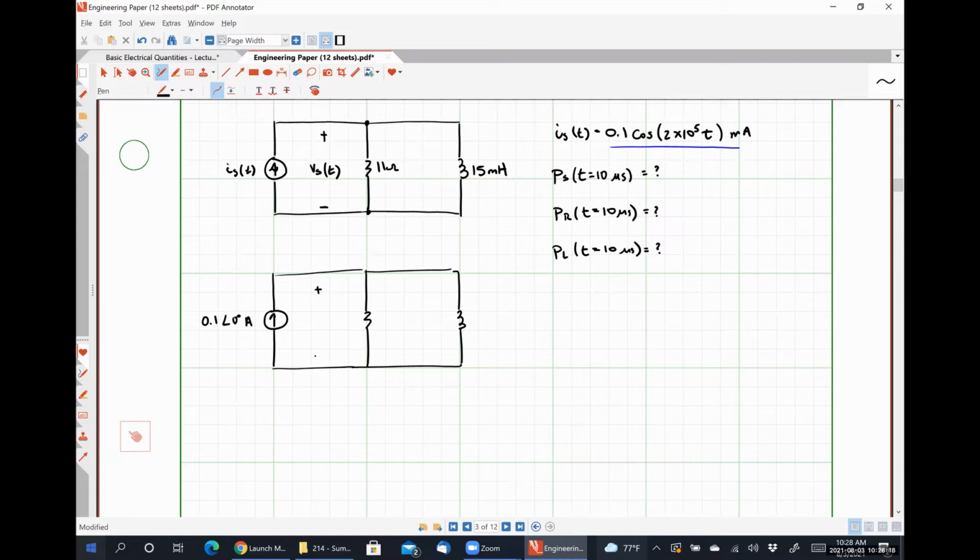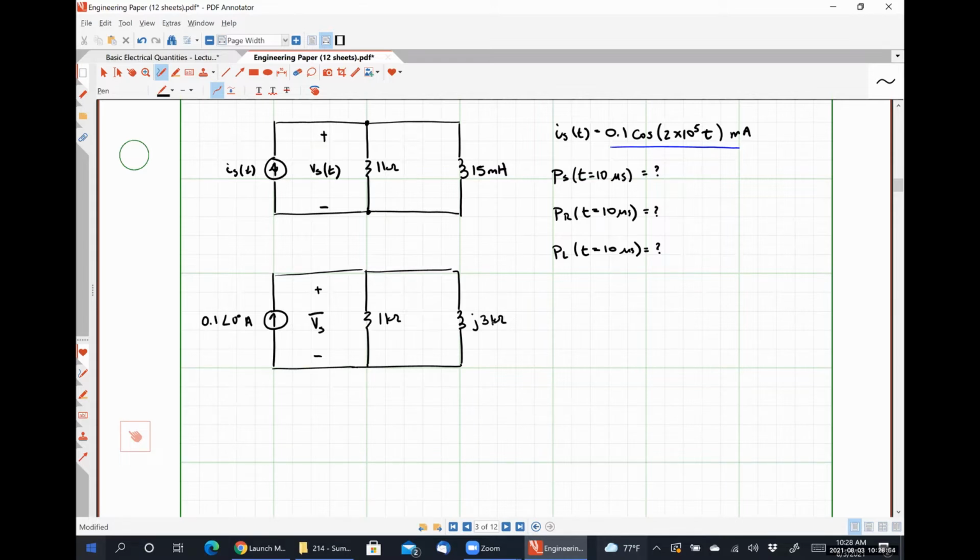All right. We are trying to find our phasor voltage Vs. What is the impedance of the resistor going to be? 1 kilo ohm. And what is the impedance of the 15 millihenry inductor going to be? J times 2 times 10 to the 5 times 15 times 10 to the minus 3, which would look like 3 kilo ohm.